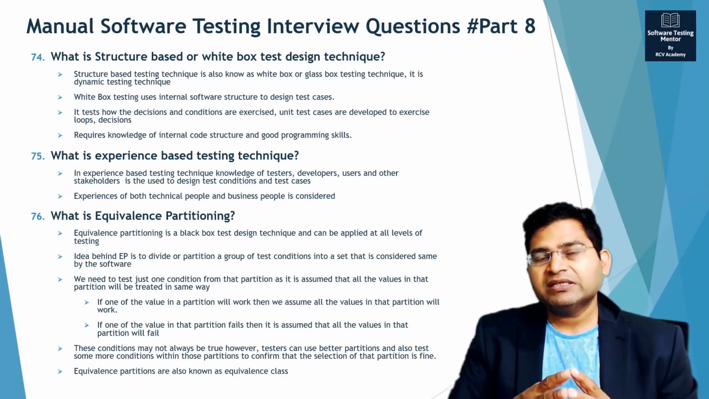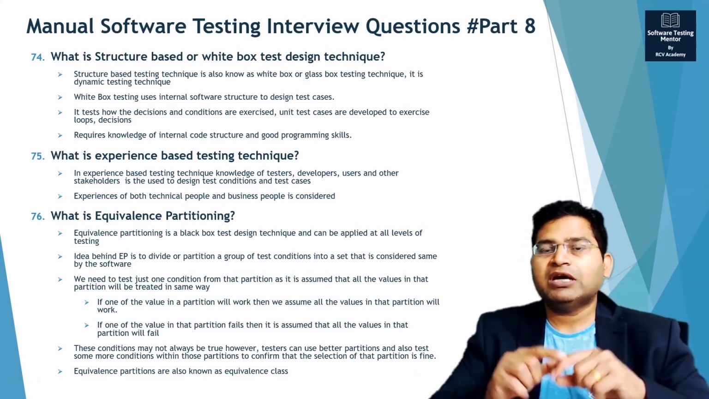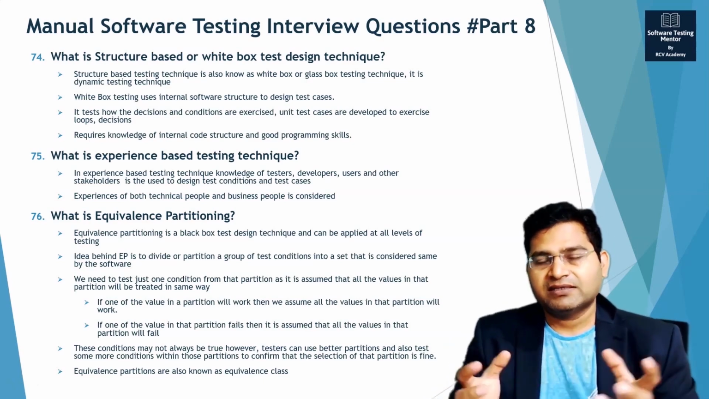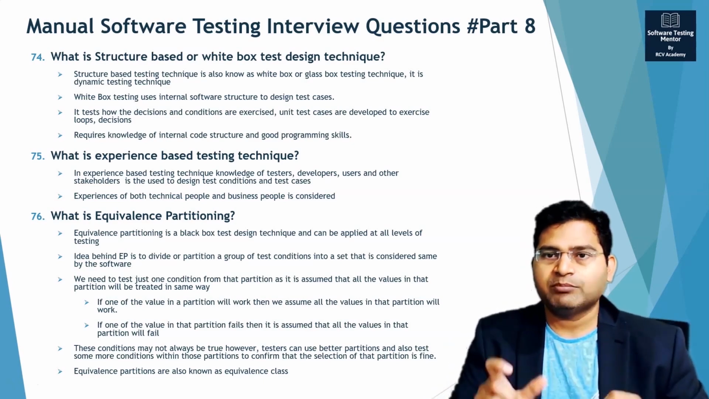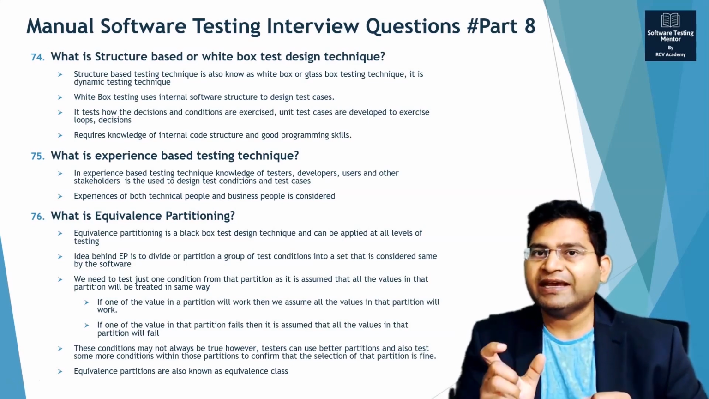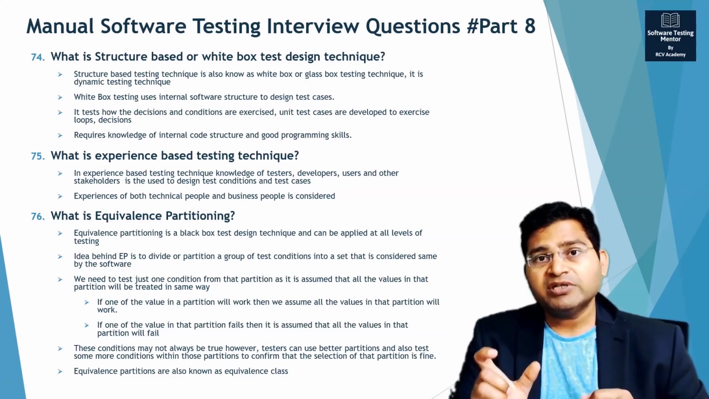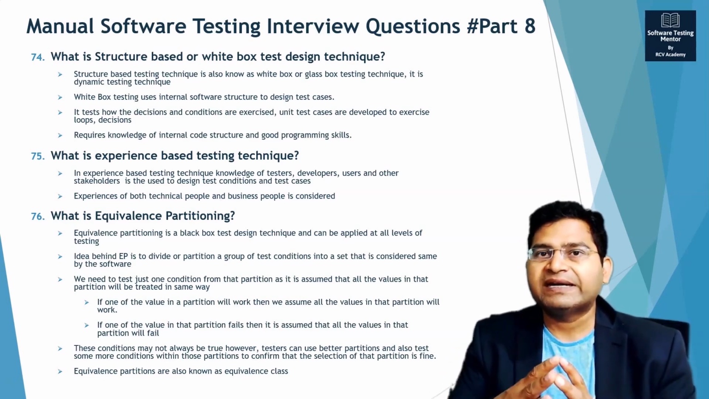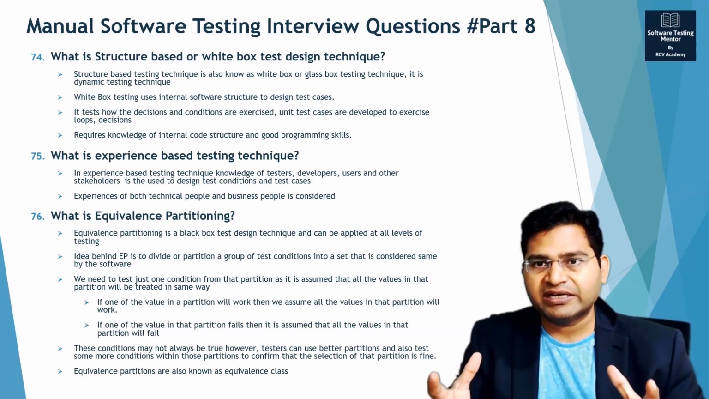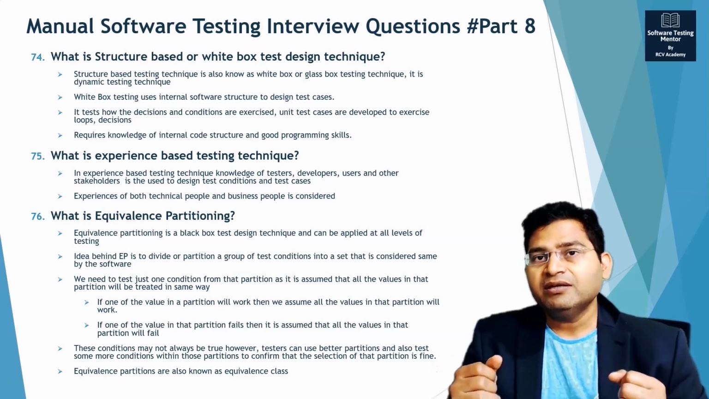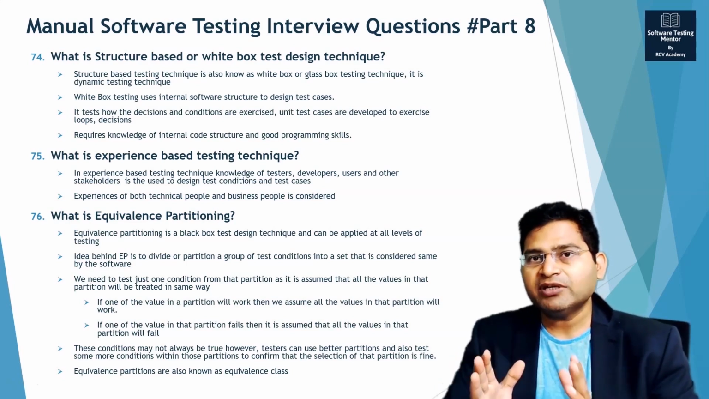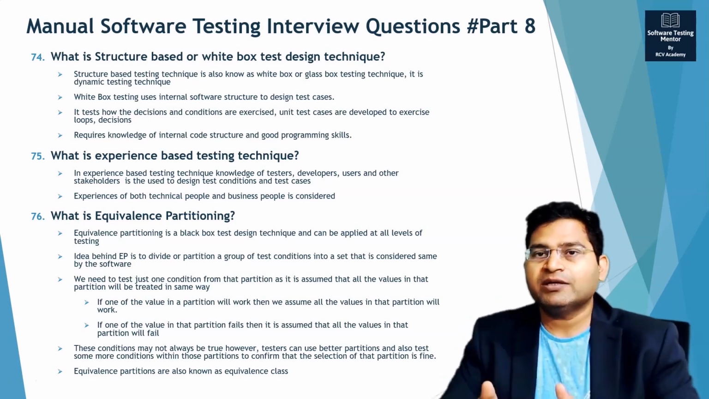The idea behind it: say, for example, you have a text box on a particular website that you want to test. It's a very simple example. That text box only accepts numbers 1 to 10. If I ask how many valid and invalid partitions are possible, the valid partition is 1 to 10, because that text box only accepts the numbers 1 to 10.